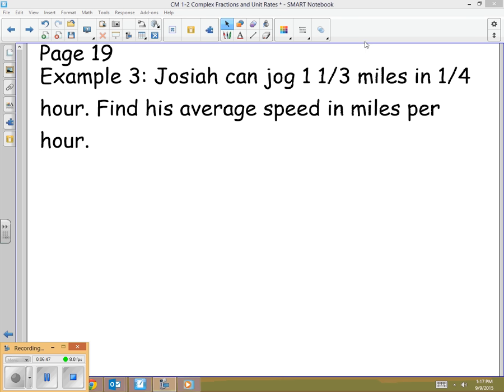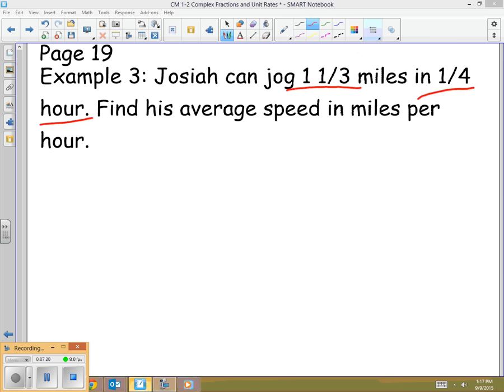Josiah can jog 1 1/3 miles in 1/4 hour. Find his average speed in miles per hour. Now, for lesson 1-1, we learned about average speeds and unit rates. Anytime we're comparing speed, we always take the miles and we put it over the number of hours. So using this information, I'm looking at 1 1/3 miles in 1/4 of an hour.